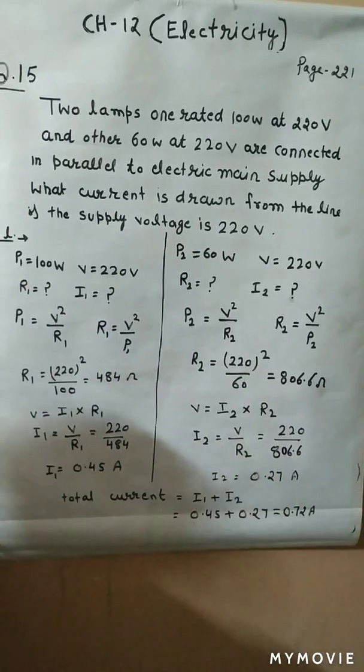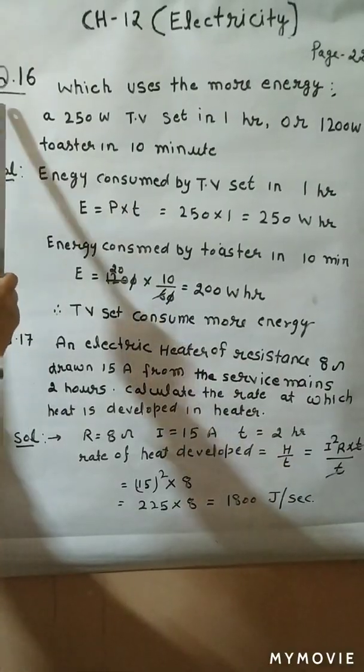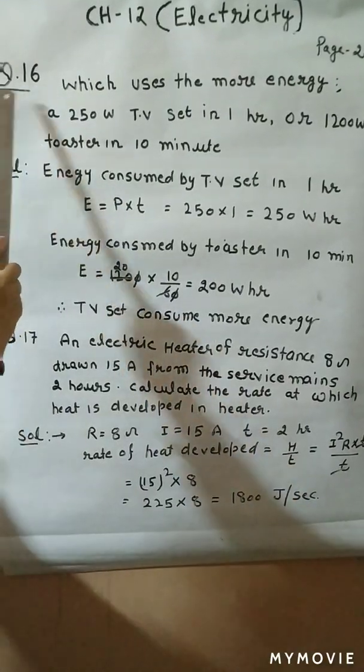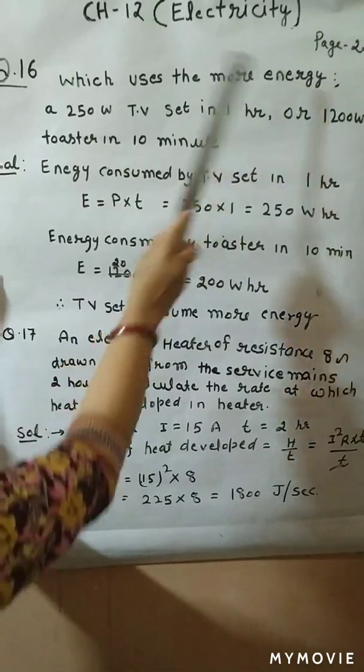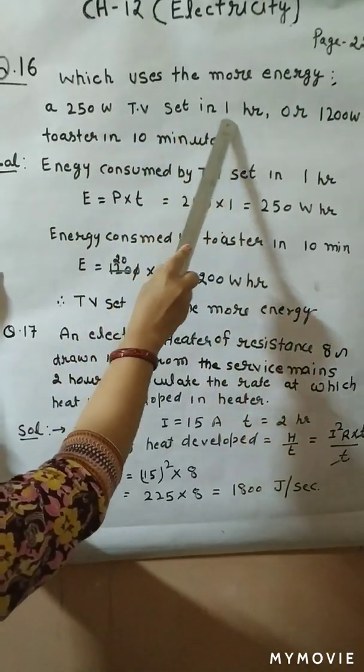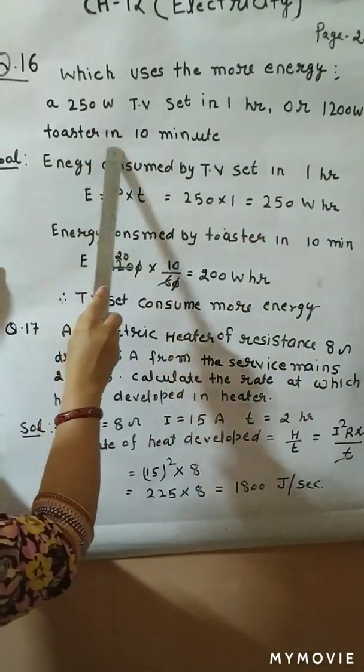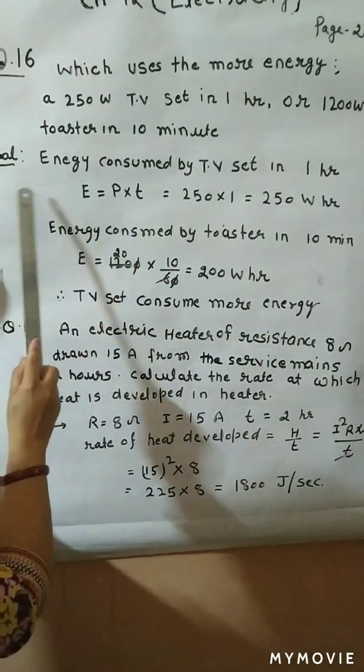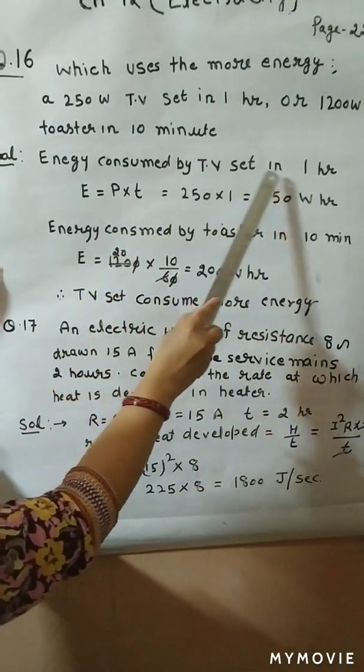Now let's do another numerical, question number 16. Which uses more energy: a 250-watt TV set in 1 hour or a 1200-watt toaster in 10 minutes? Very simple question. First, the energy consumed by the TV set in 1 hour.